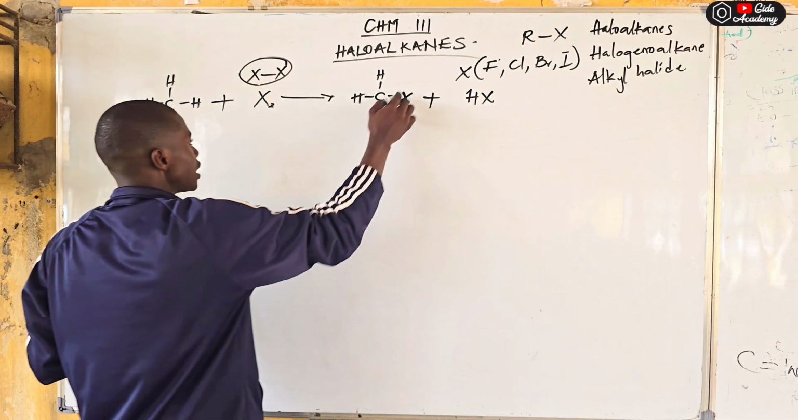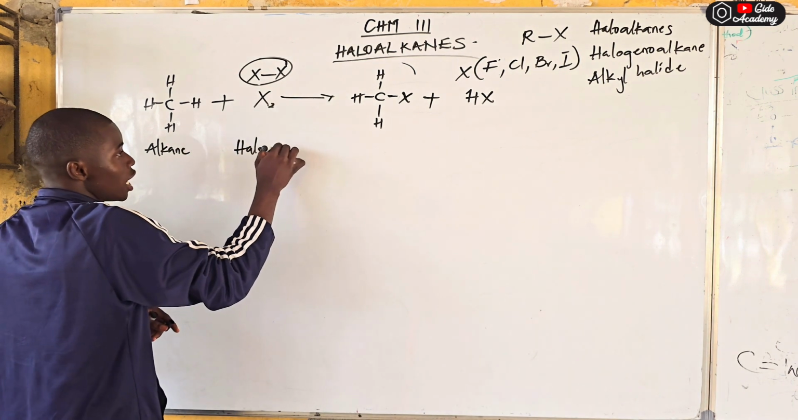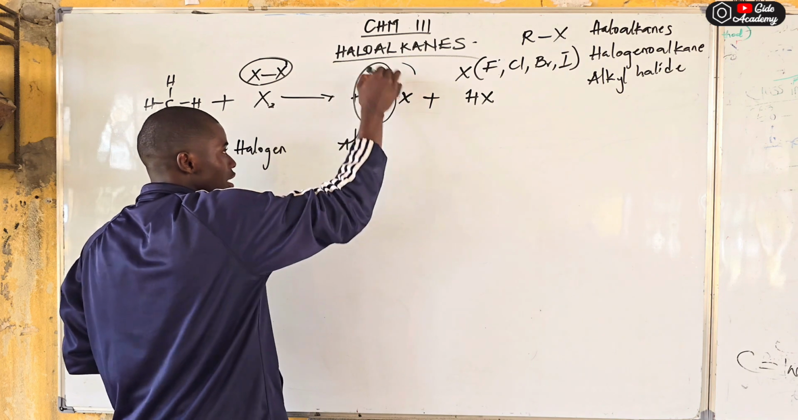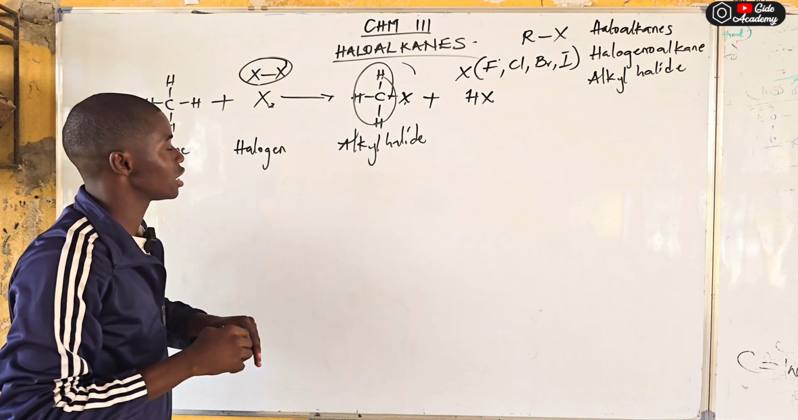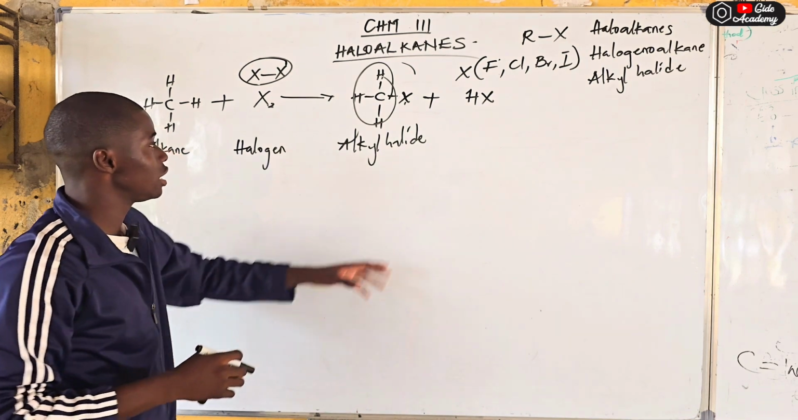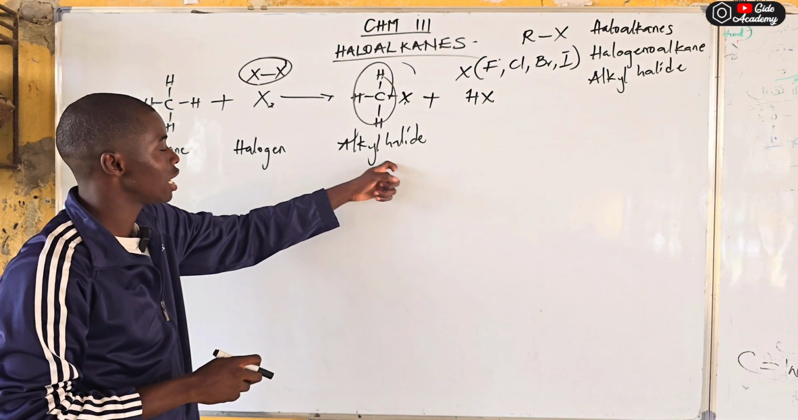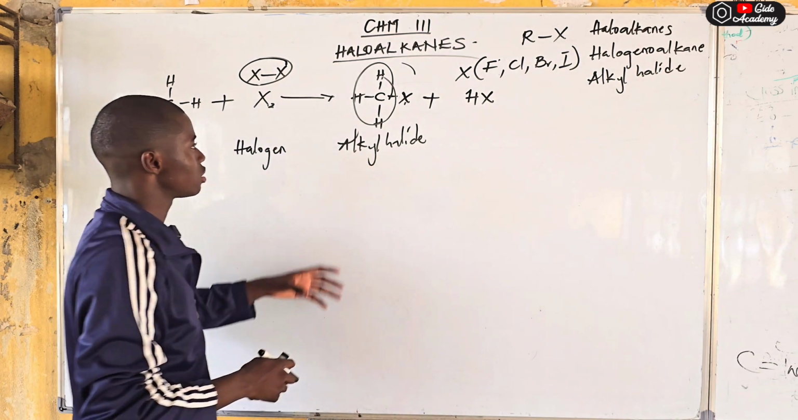So this product here, we call it halogen. And the product that is formed is called the alkyl. CH3 is alkyl. Then X here is what? Halide, because it has accepted the electron. Any halogen that has accepted the electron is called halide. So we call this an alkyl halide, halogenoalkane, or haloalkane. Please take note of that.